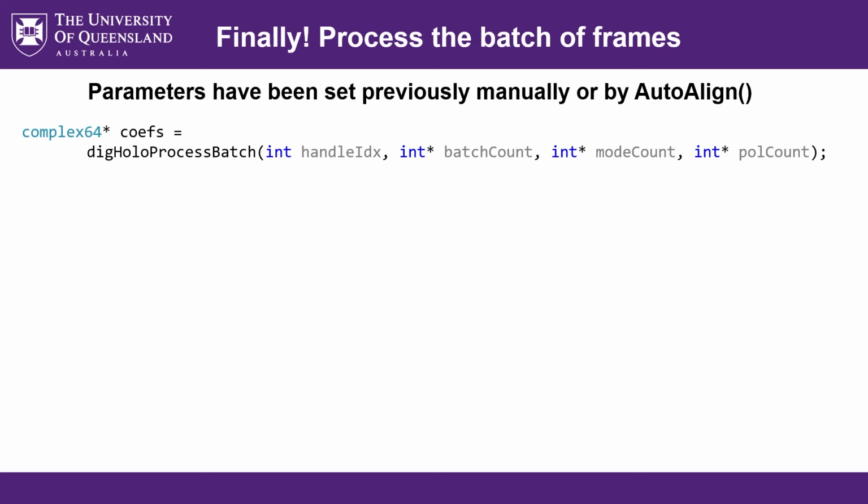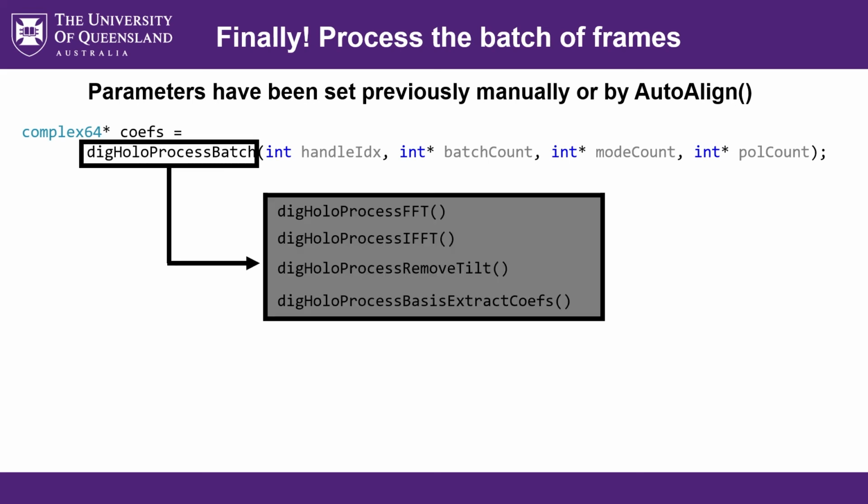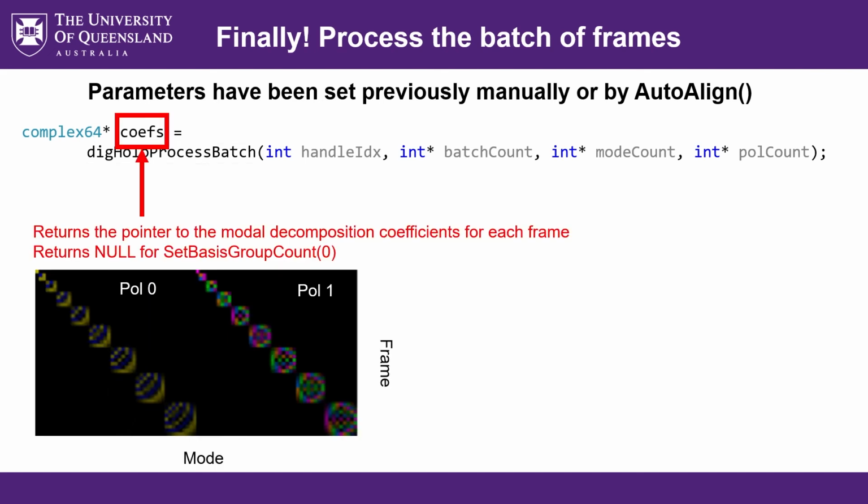Under the hood, ProcessBatch just calls some subroutines that do the Fourier transform, pick off the off-axis window, and do the inverse Fourier transform, removes any residual tilt and defocus of the reference wave, and then optionally extracts the modal coefficients if you've specified to do so. It returns a pointer to the modal decomposition coefficients for each frame in the batch. If you've specified set basis group count as 0, that is you don't want any modal decomposition, then it will just return a null pointer.